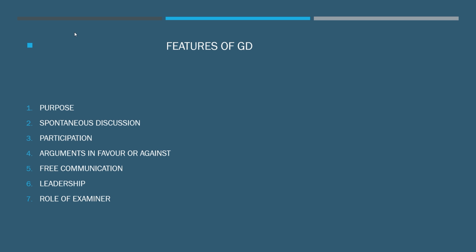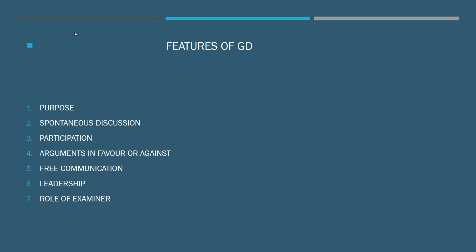In a GD, the examiner will not interfere in the discussion. The examiner or moderator gives the topic to the group for discussion and examines the group members interacting with each other.